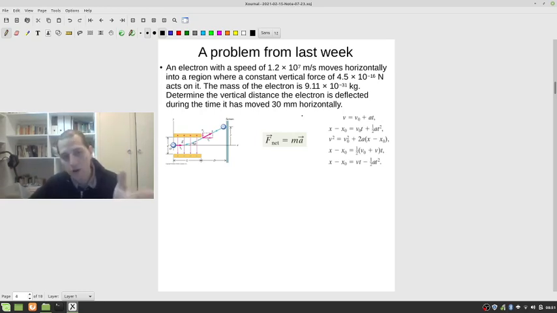Okay, here's the tricky part about this problem. This is requiring us to remember stuff from last unit. What we learned last unit is that if you are talking about your x direction and your y direction, you can often split up the forces and split up the accelerations so that you just worry about the x direction and just worry about the y direction and don't mix them together. So for instance, in this one, you have an electron with a speed of 1.2 times 10 to the 7th meters per second. That is your initial speed in the x direction.